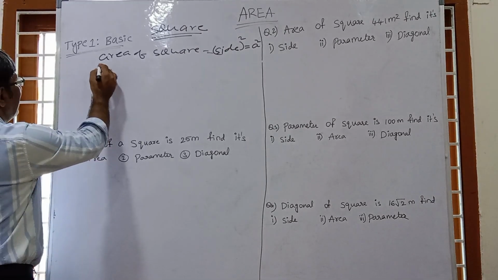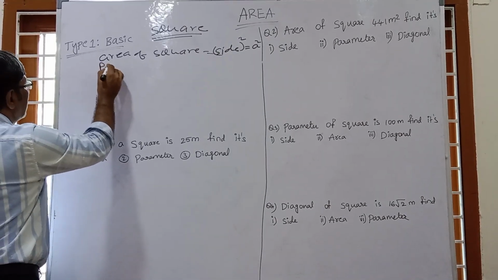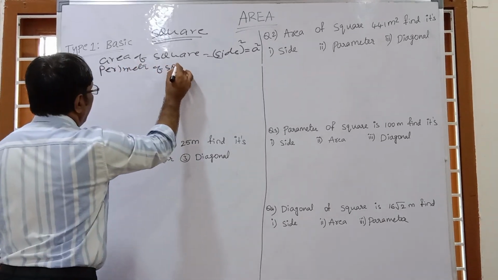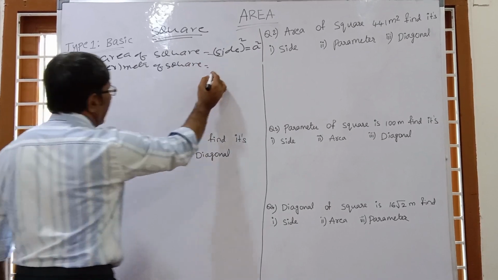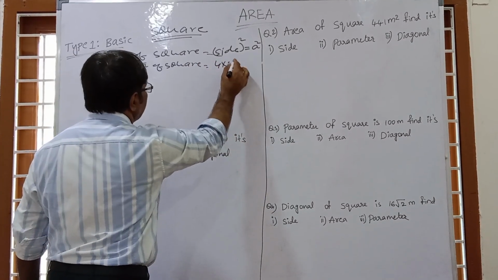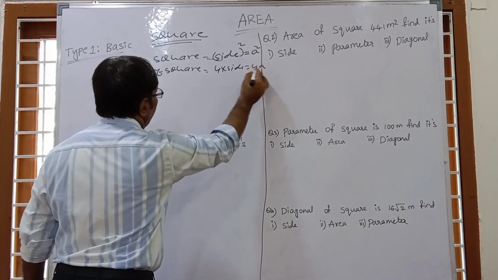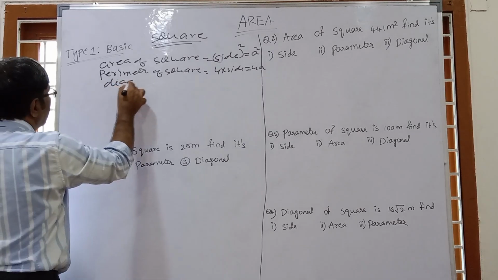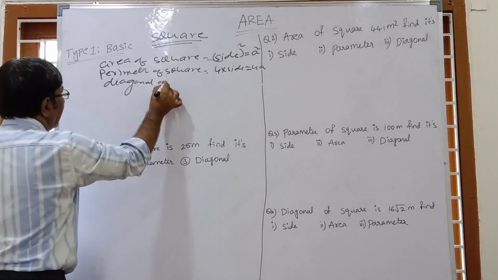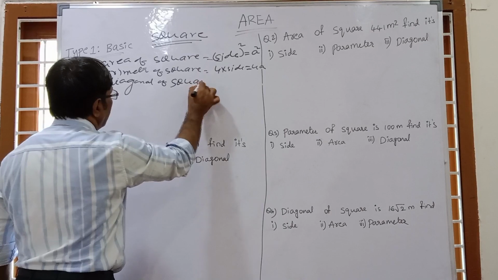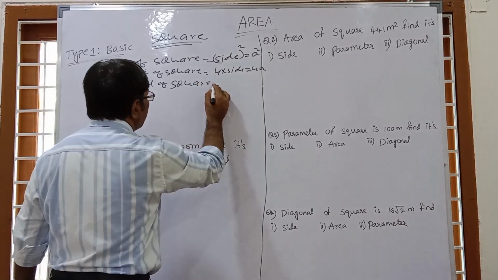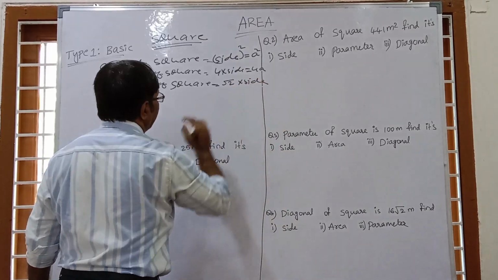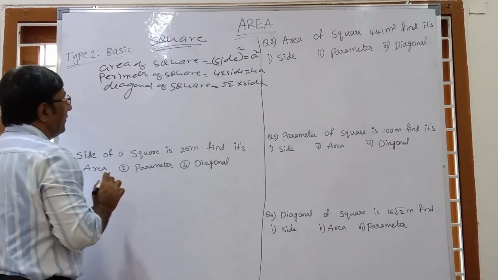Similarly, that is the perimeter of a square. So perimeter of a square is what? 4 into side. So this is 4a. And similarly, the diagonal of a square. So diagonal of a square is what? That is root 2 into side. Okay, so these three are the basic formulas.